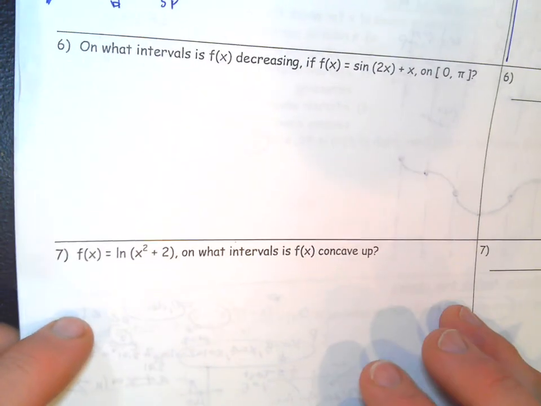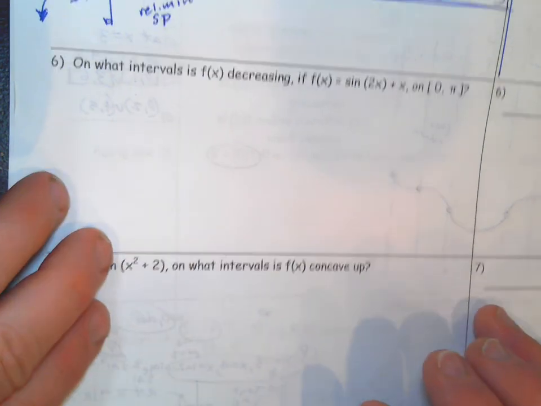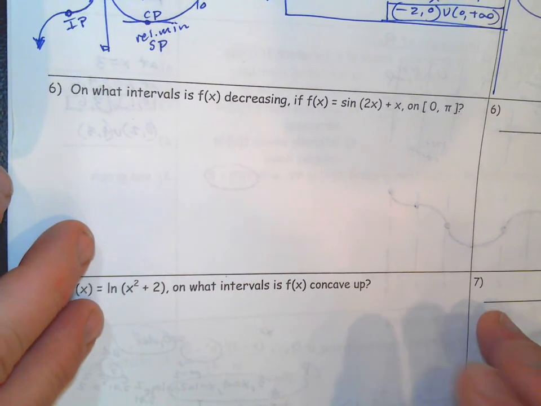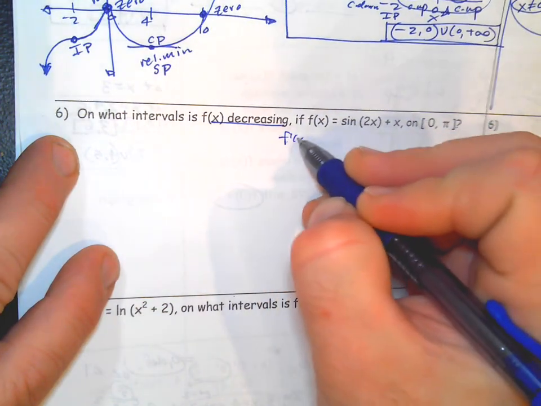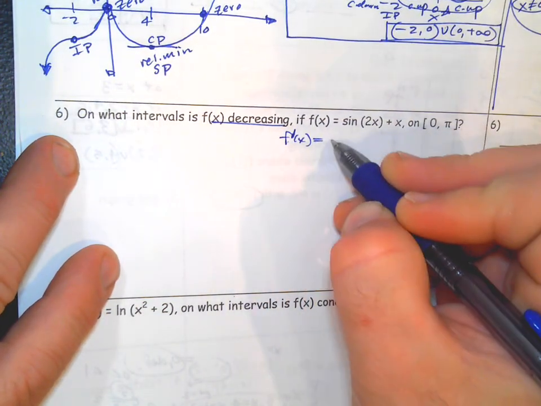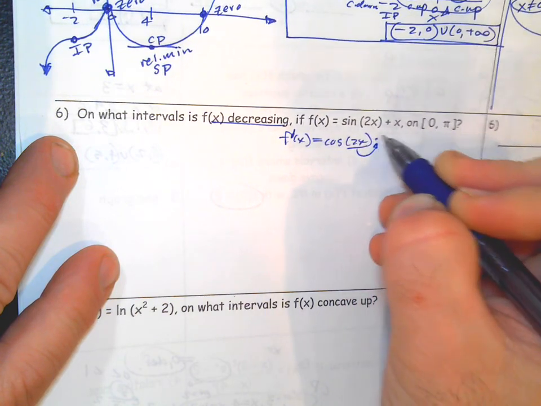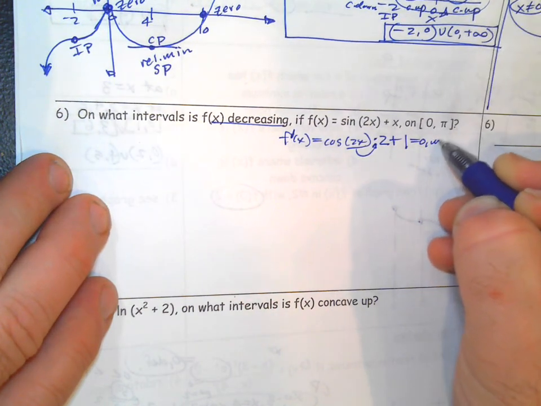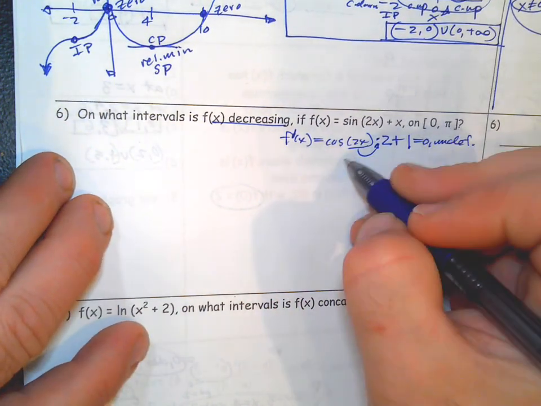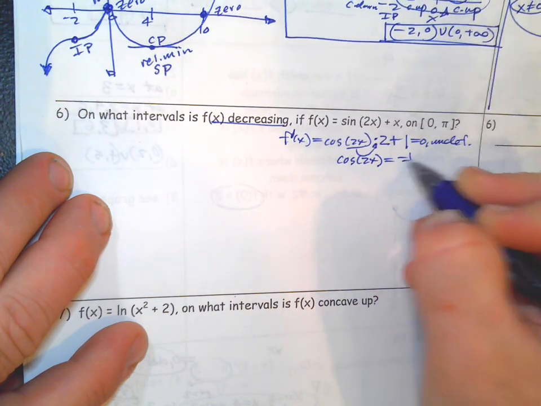Okay, number 6, on what intervals is f decreasing? Got a little trig, of course. Trig never dies, trig never goes away. Decreasing, so we have to take the derivative, and that gives you cosine of 2x, and then times the derivative of what's inside. Chain rule is 2 plus derivative of x is 1. We're going to set it equal to 0 or undefined. So then we have to do a little solving trig, which is -1 divided by 2.